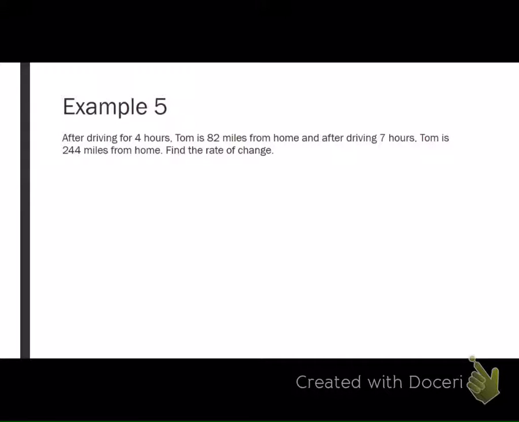Okay, it says, after driving for 4 hours, Tom is 82 miles from home. After driving for 7 hours, Tom is 244 miles from home. Find the rate of change. So, Emma, what is my independent variable here? Hours. Time is always your independent. You can't change time. So, what is our dependent variable then, Jayla? Miles. Yep, so we're going to do hours, comma, miles.